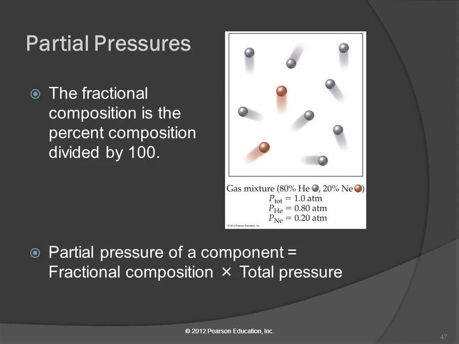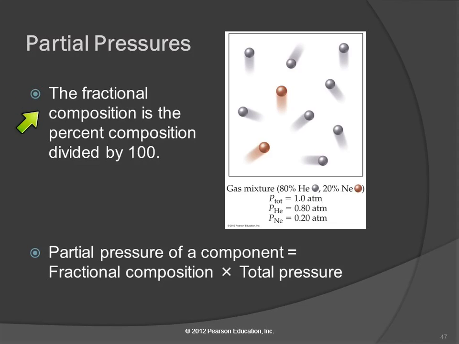So here's an illustration. A mixture of helium and neon. So there's 20% neon and 80% helium. There's 10 particles in there. There's 2 red ones and 8 blue ones. If the total pressure of this mixture is 1 atmosphere, then 8/10 of the pressure is from the helium and 2/10 is from the neon. It's proportional.